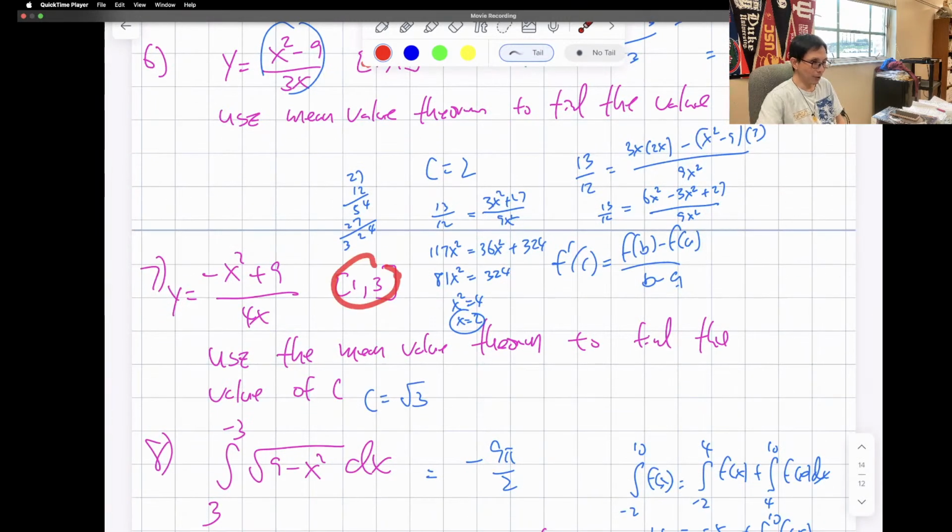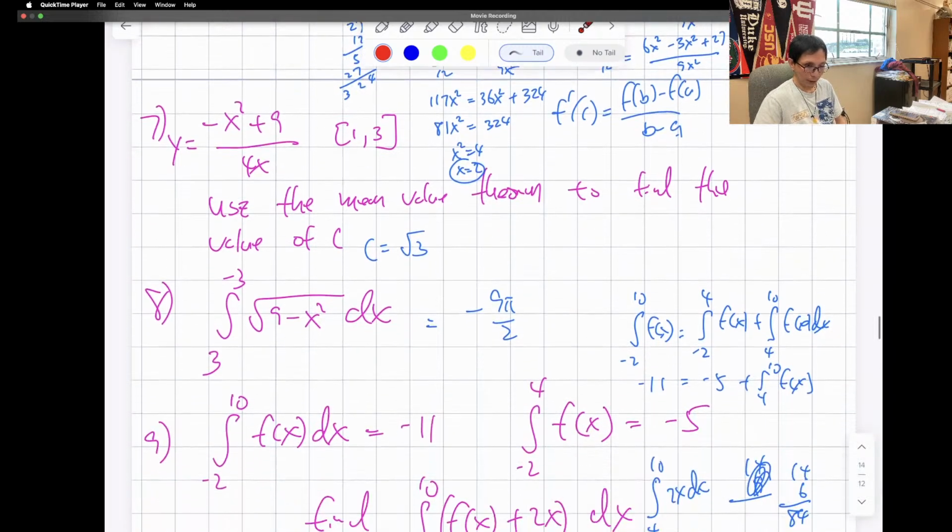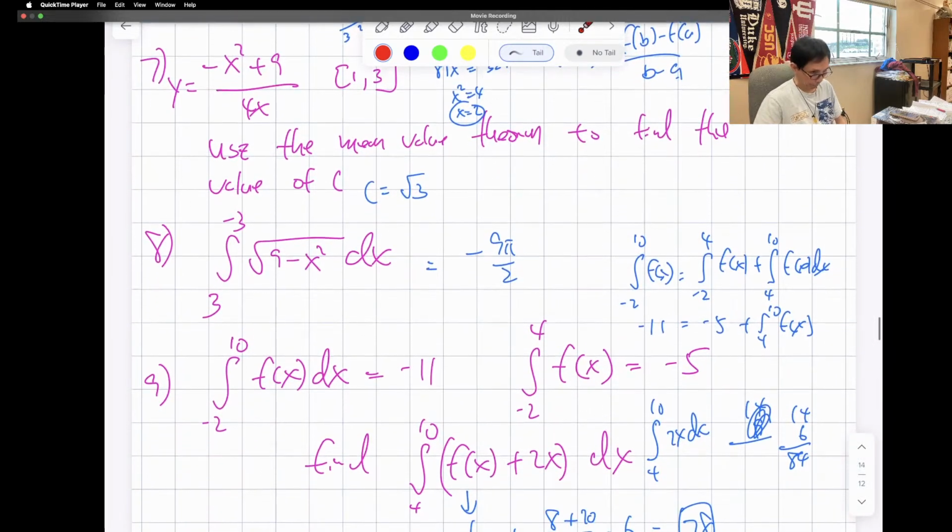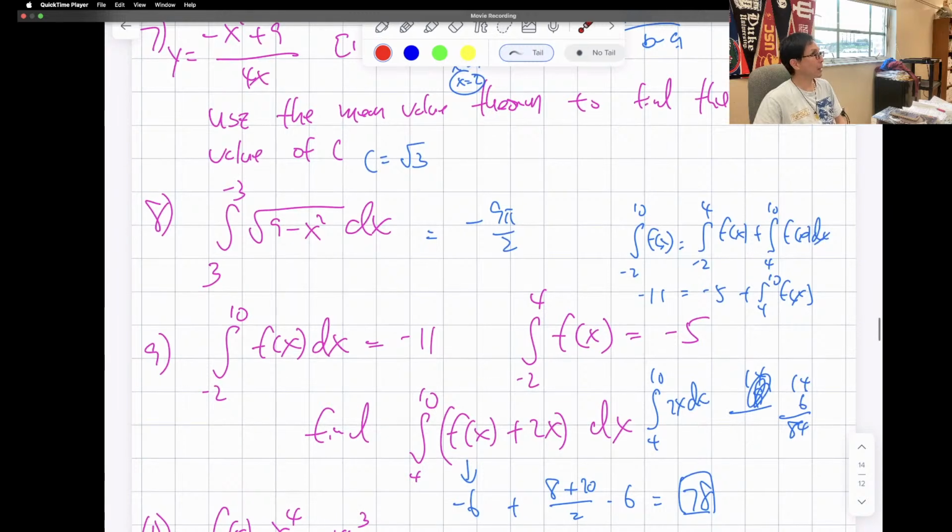Same thing on this question. This is 1 to 3. Jenny, do you go back to do it? It should get c equal to root 3, and it's not negative root 3. Number 8 is negative 9 pi over 2 because the interval is upside down. It's not low to high, it's high to low. So therefore, it's negative 9 pi over 2.